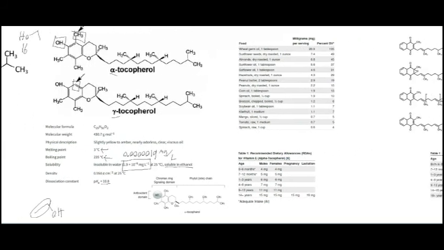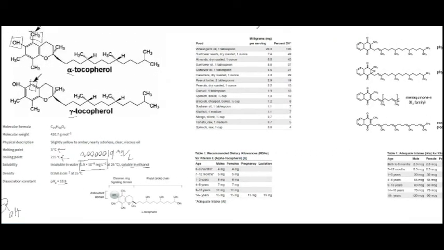Over here, once again, we just have some sources and RDAs for different ages, once again just from Wikipedia. So sources for vitamin E, people who know about vitamin E know that things like nuts are a very good source of vitamin E. So we have sunflower seeds and almonds and hazelnuts, peanut butter and peanuts. And once again, we also see that things like spinach and broccoli, these green vegetables, are good sources of vitamin E.